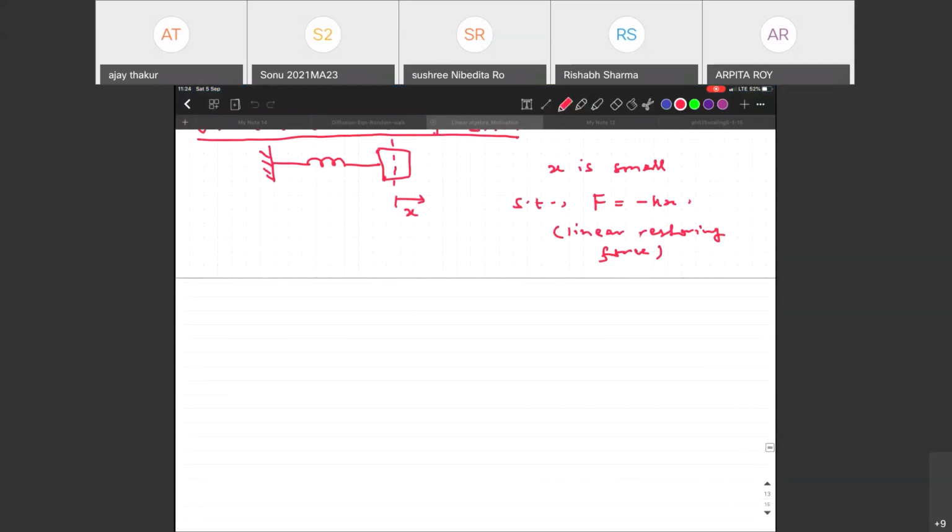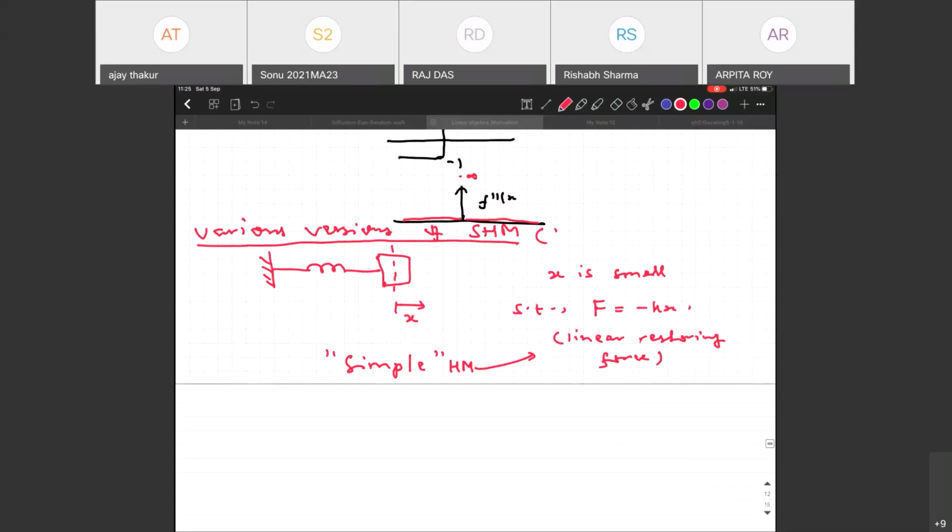So this is kind of a linear restoring force, and in that situation, we are calling it a simple harmonic oscillator. In that sense, we are saying it is simple. So SHM, when we say, this is basically simple harmonic motion.